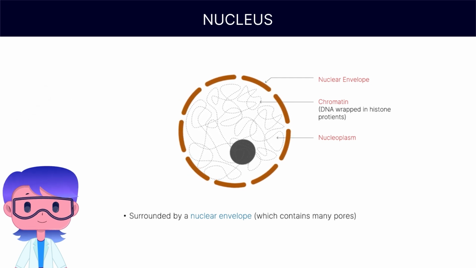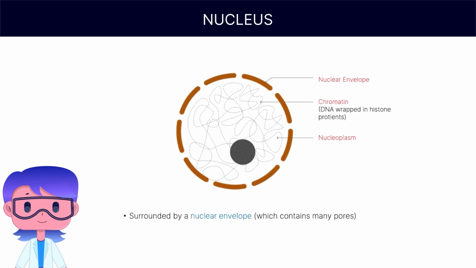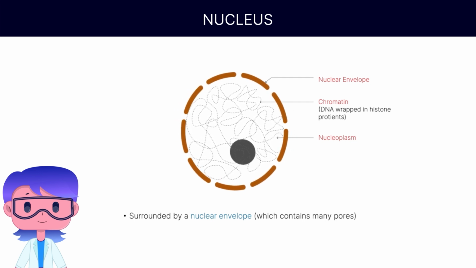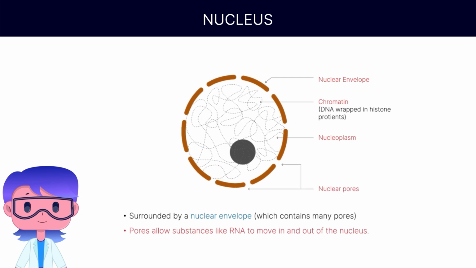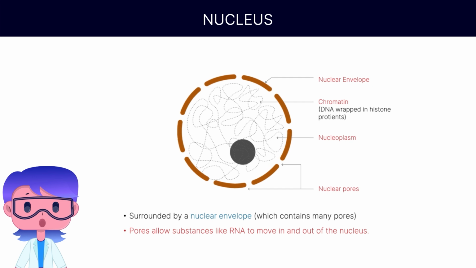Because RNA and other molecules need to travel between the nucleus and the cell's cytoplasm, the nuclear membrane contains little pores that allow select molecules' passage in and out of the nucleus.